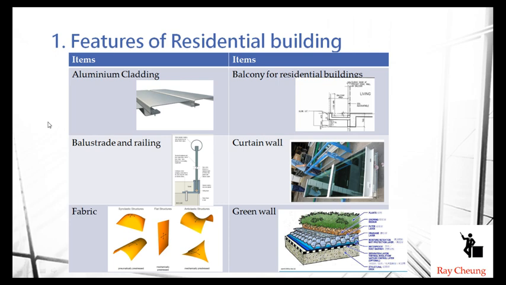Another thing is, for the residential building, you also need to remember some common features nowadays in Hong Kong. For example, normally the architect likes cladding. They don't like just using paint. The cladding can have different forms and shapes, and the balustrade is to prevent people from falling down, and the fabric is another form of roof structure provided.